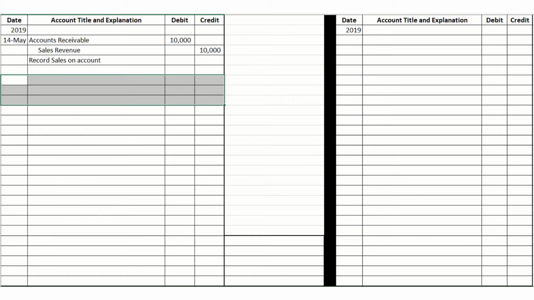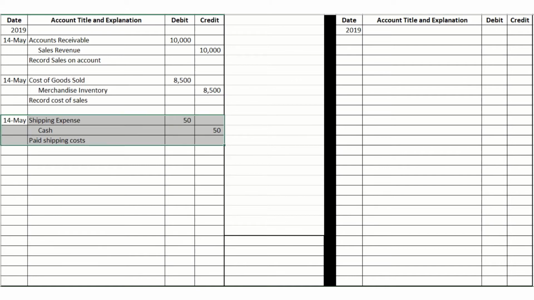The next step is to record the cost of goods sold. Cost of goods sold, we were told, is $8,500, which is a debit to cost of goods sold to increase the expense, and a credit to merchandise inventory to decrease the value of inventory on hand for $8,500. We're also told on May 14th that Signed Supplies paid $50 to ship the goods to Elements. So we need to record the shipping expense as a debit of $50, and we paid that in cash, $50, to record the paid shipping costs.